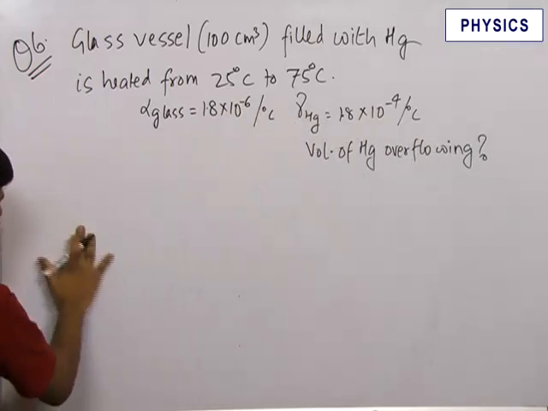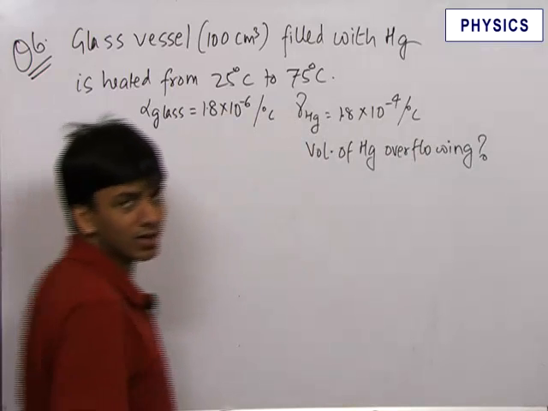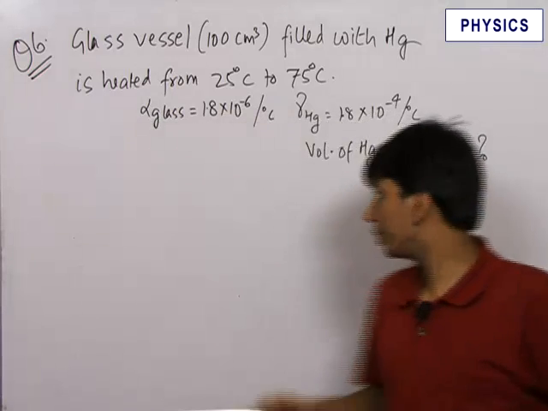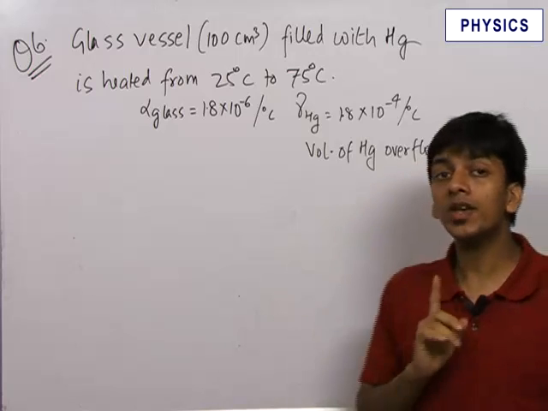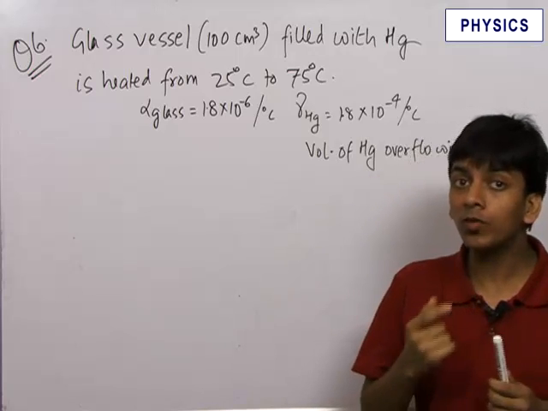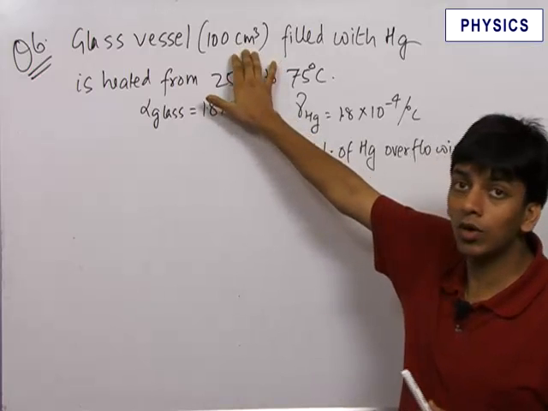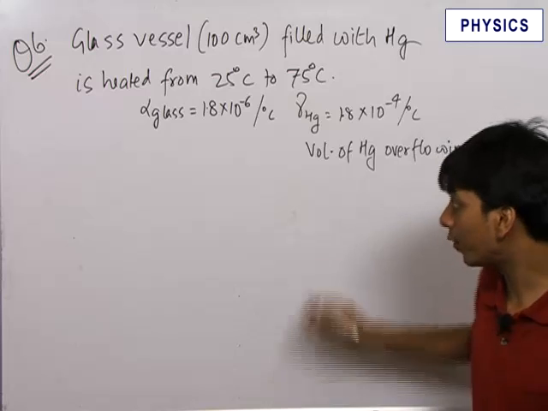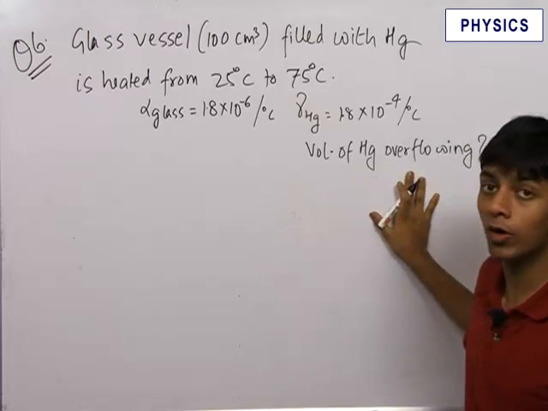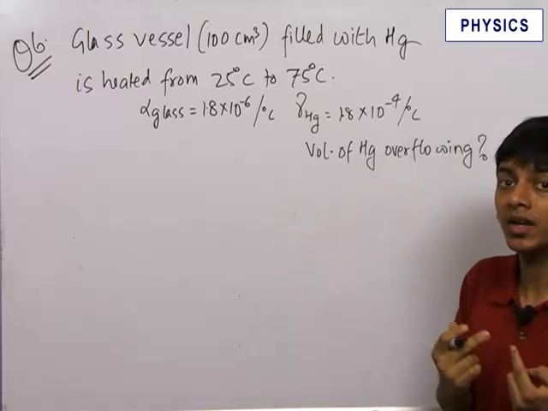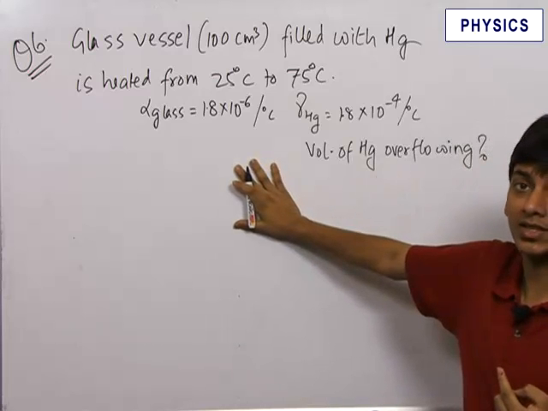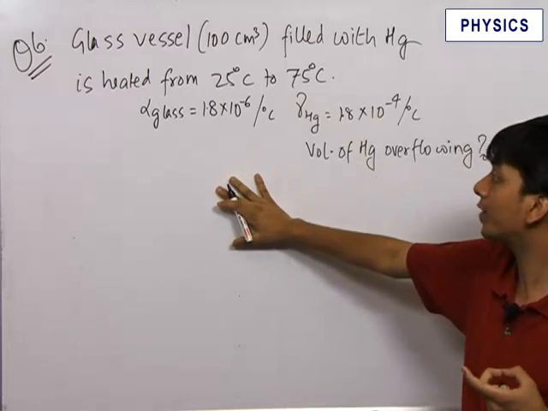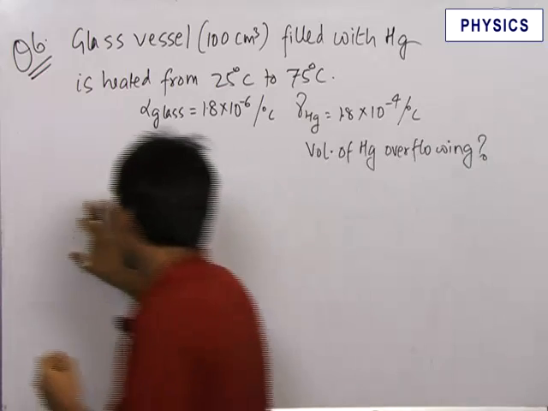Now for solving this question, you must first realize that the volume of mercury overflown will not be equal to the final volume of mercury minus the initial volume of the glass vessel, because the volume of the glass vessel is also increasing. Therefore, the volume of mercury that will be overflowing will be a competition between whose volume increases faster, that is of the glass vessel or of the mercury. So let us solve this question.